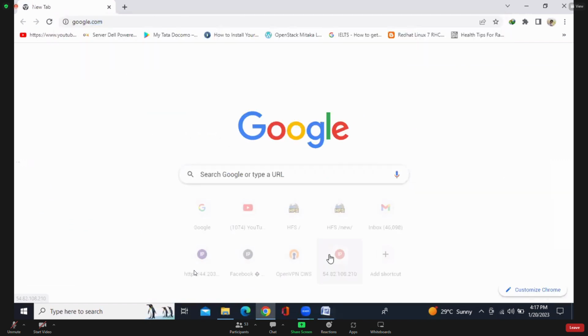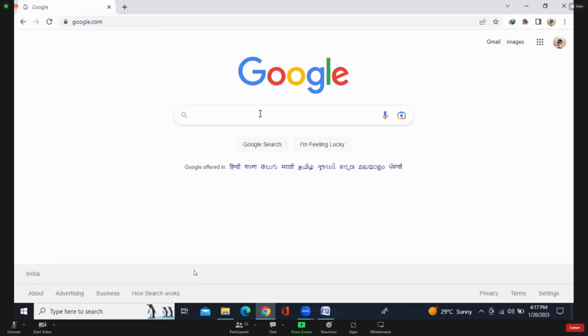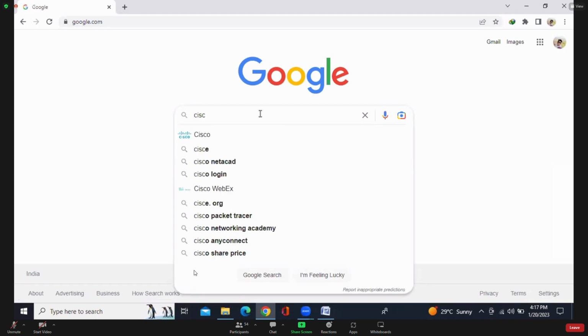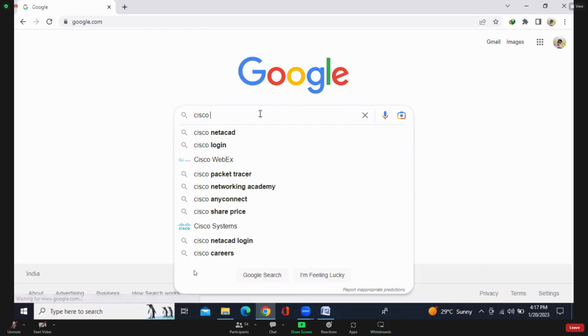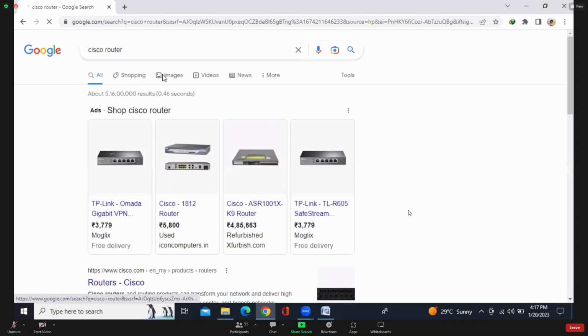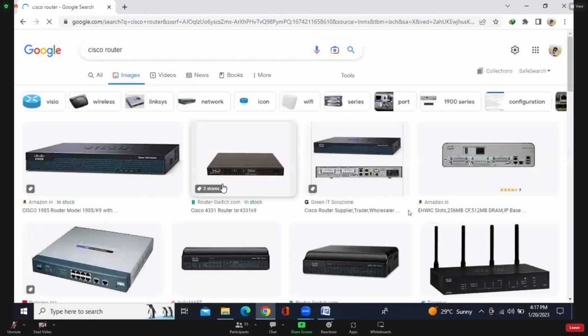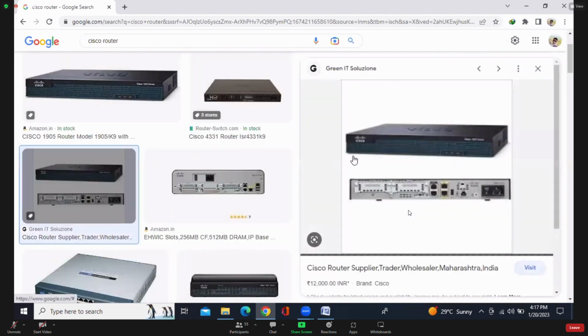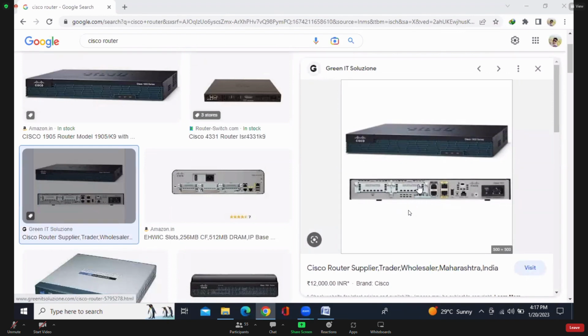So let's see guys, Cisco router images. So this is not our home router, guys. Cisco router images. See guys. So right, I think this is the best image. This is the front view and this is the back view, and the router also has an auxiliary port, console port, and a few NIC cards. Okay.